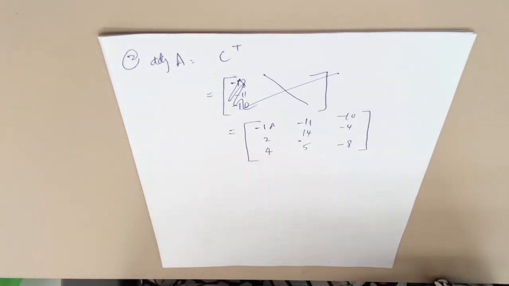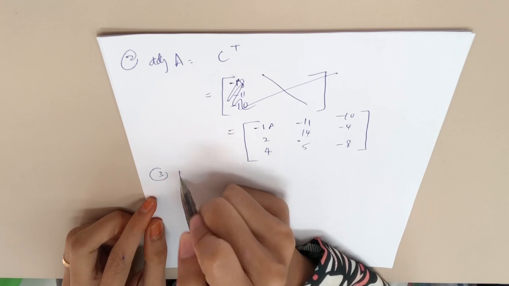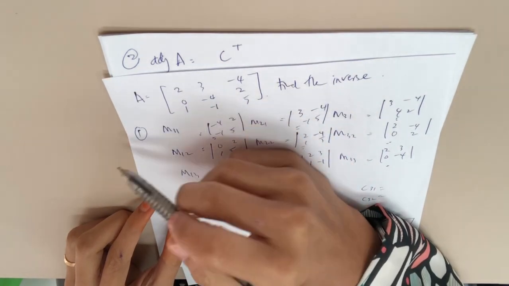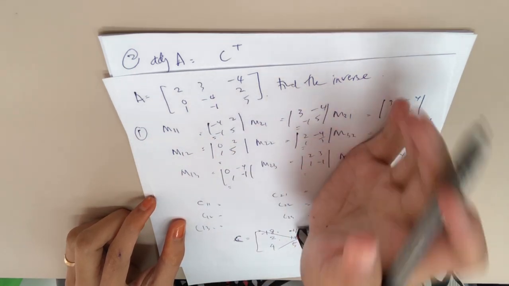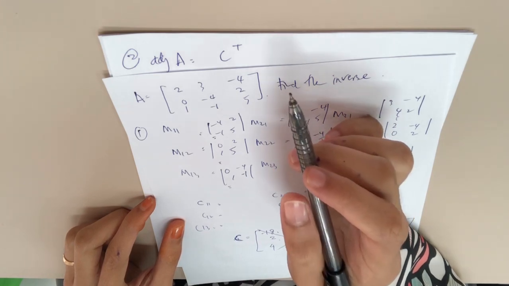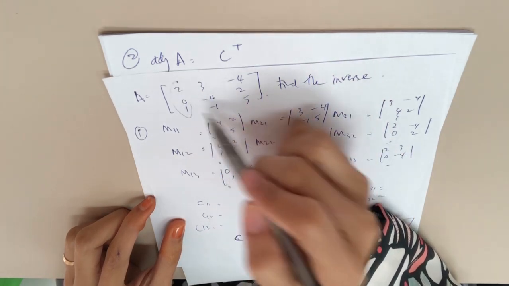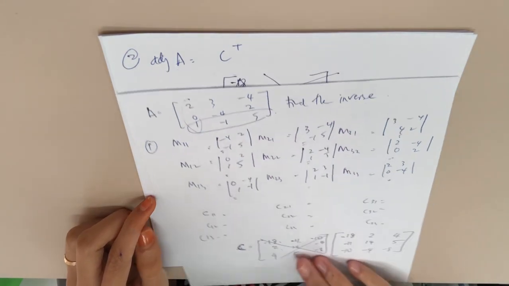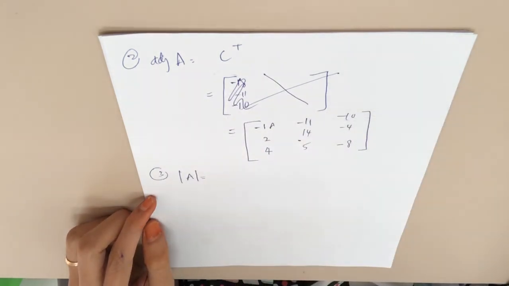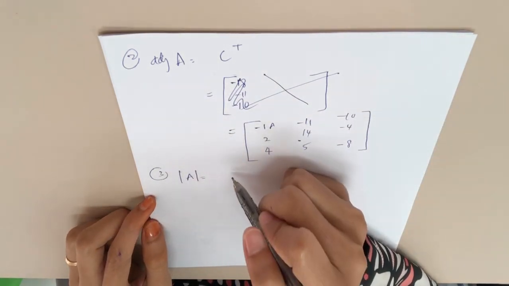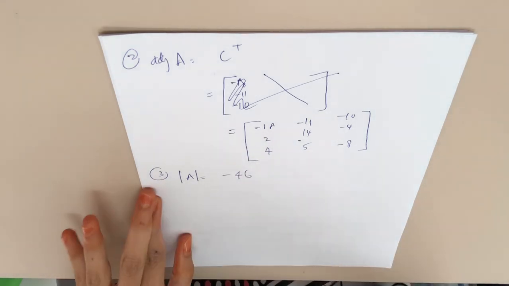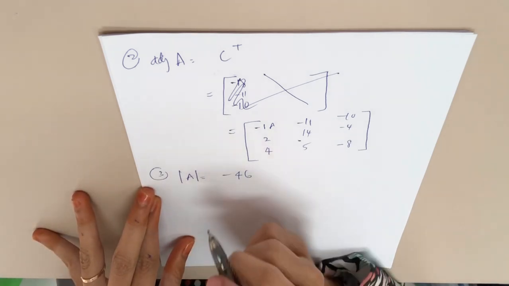After you get your adjoint, step number 3 is to find the determinant of A. You can choose any row, any column. Like I said before, it's easier for you to choose the row that contains 0. So either you choose column 1 or row 2. You should get your determinant is -46. I don't want to show it again here, but the answer that you should get is -46.